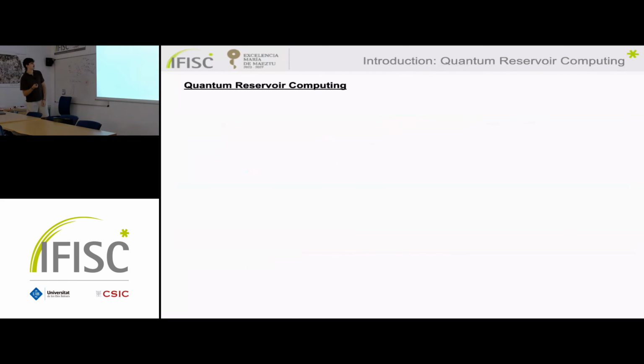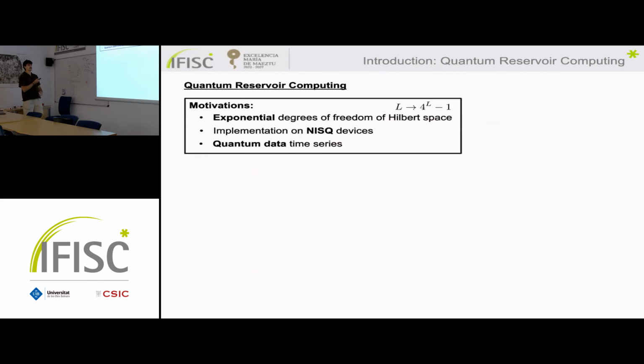So why is quantum reservoir computing so interesting? The main motivations are the exponential degrees of freedom that we can access because of the Hilbert space. For instance, for a reservoir of L qubits, the degrees of freedom expand to 4 to the L minus 1. Also, it has a feasible implementation in noisy intermediate-scale quantum devices, and as its name suggests, quantum reservoir computing is ideal to process quantum data time series.